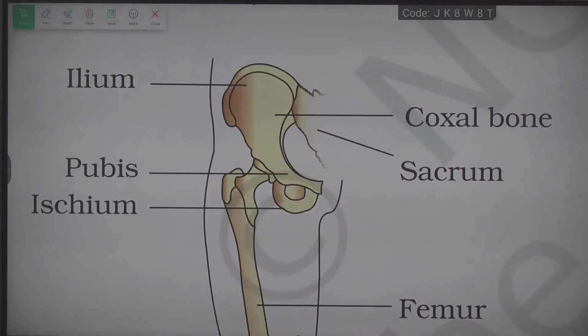More than 300. Babies will have more than 300 bones. Then those bones will fuse, and then when they become adults, the number of bones will be 206.